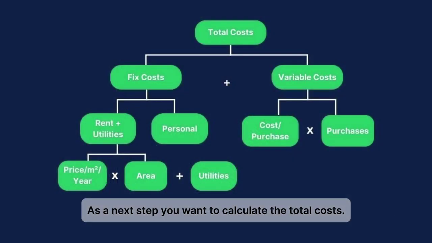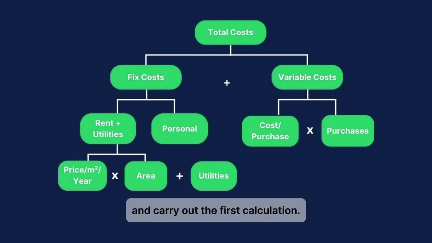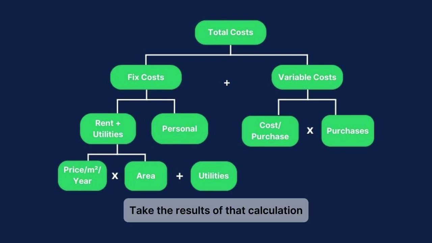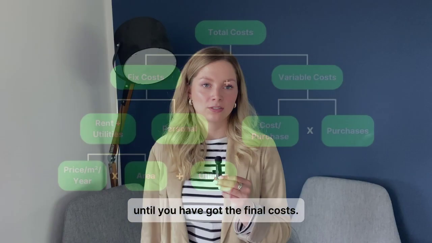If as a next step you want to calculate the total costs, it is easiest to start at the bottom of your issue tree and carry out the first calculation. Take the results of that calculation and work your way up the tree until you have got the final costs.